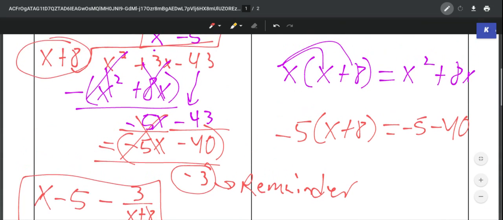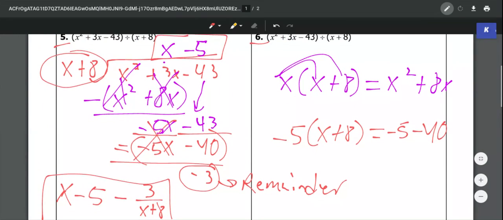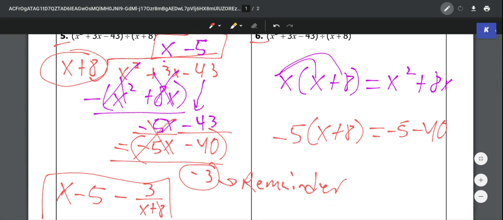And be sure to get all this written down real quick. Pause the video and get this written down because I'm about to erase it.